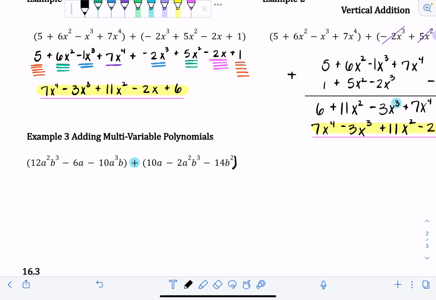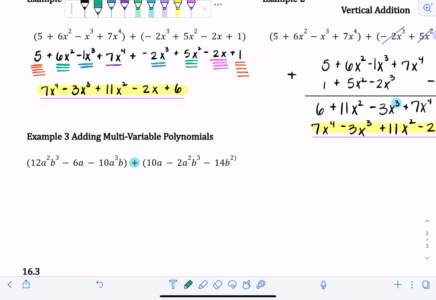So we have 12a squared b cubed minus 6a minus 10a cubed b plus 10a minus 2a squared b cubed minus 14b squared. So that is definitely a mouthful. So we just want to go through and identify what the like terms are.